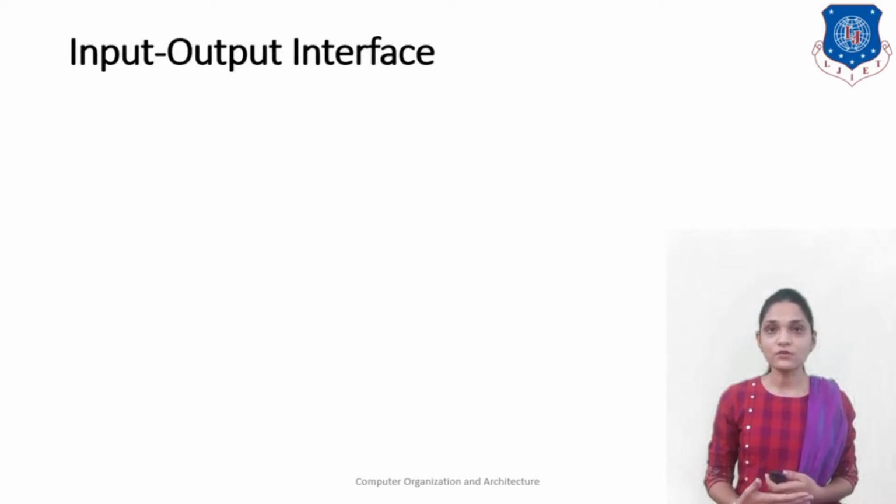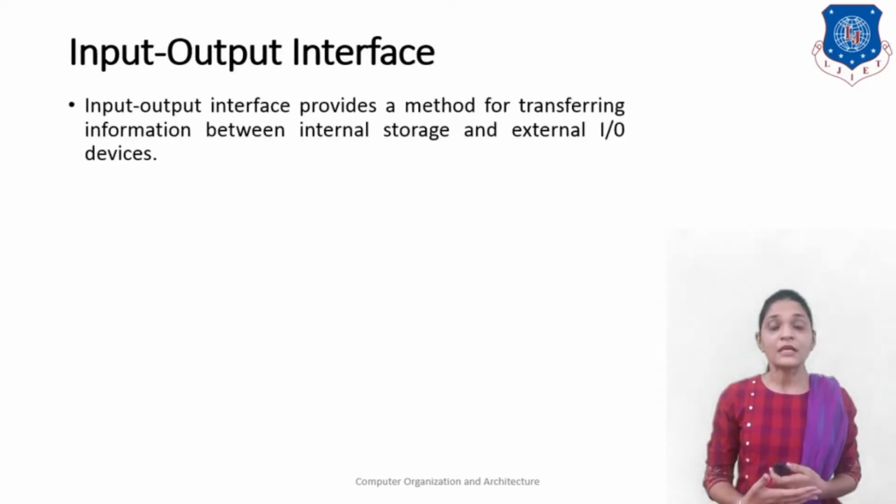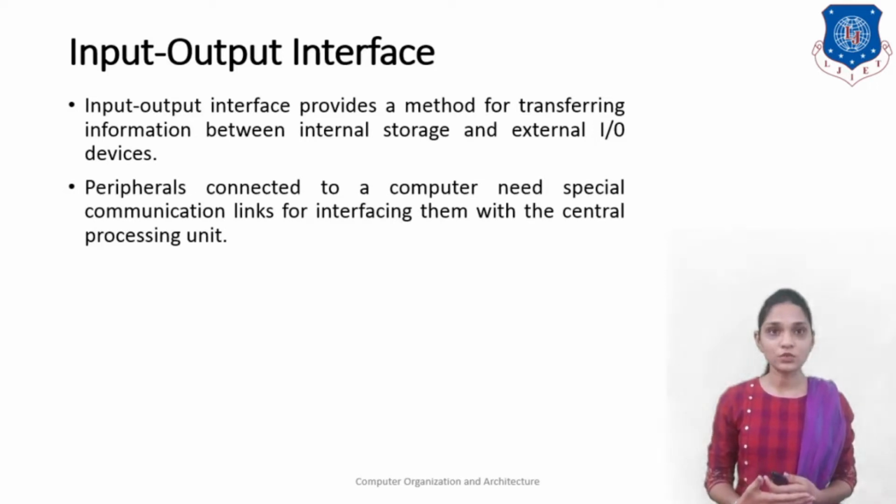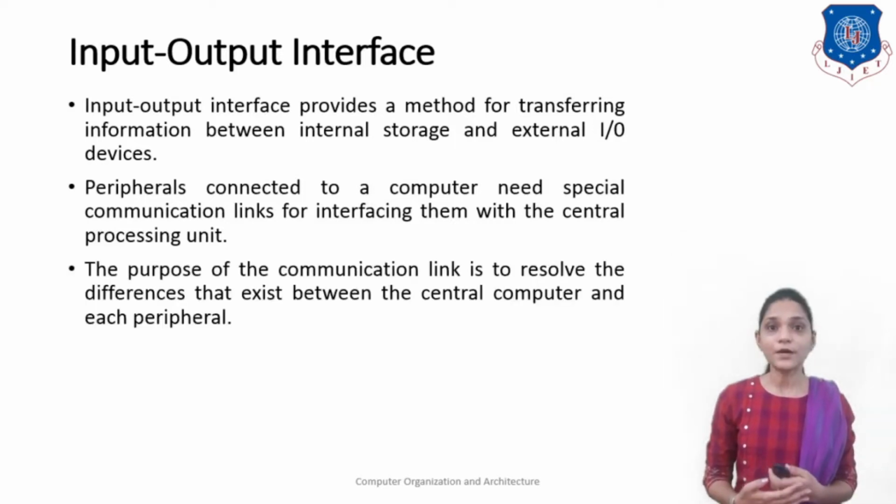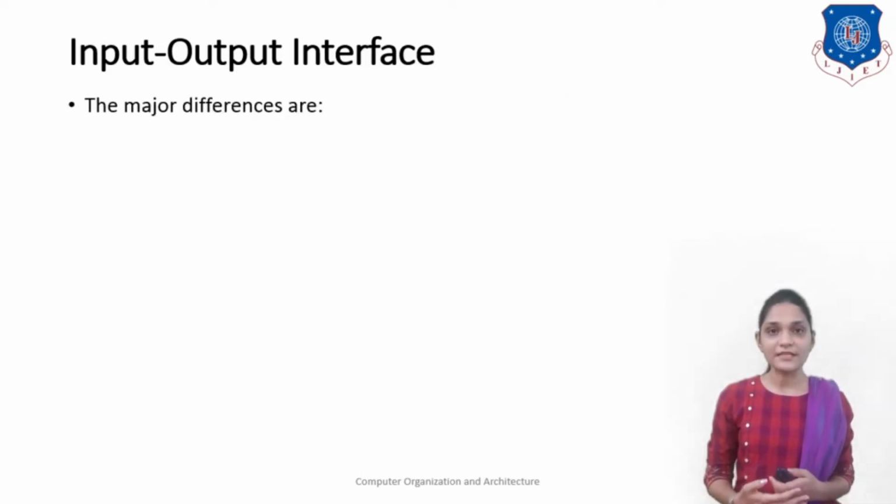Here let me see what the input-output interface is. The input-output interface provides the method for transferring information between internal storage and external I/O devices. The peripherals connected to the computer need special communication links for interfacing them with the central processing unit. The purpose of the communication link is to resolve the differences that exist between the central computer and each peripheral device. Here the major differences between the peripheral device and the CPU we can see like this.